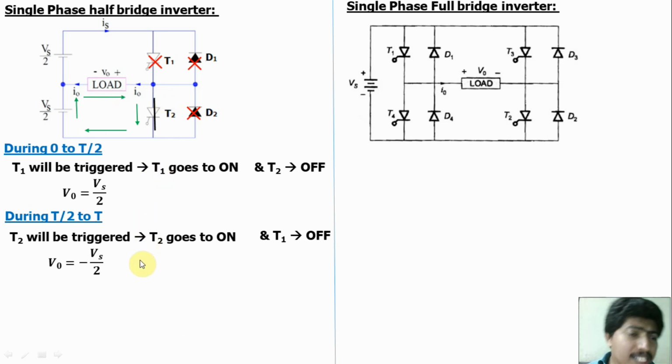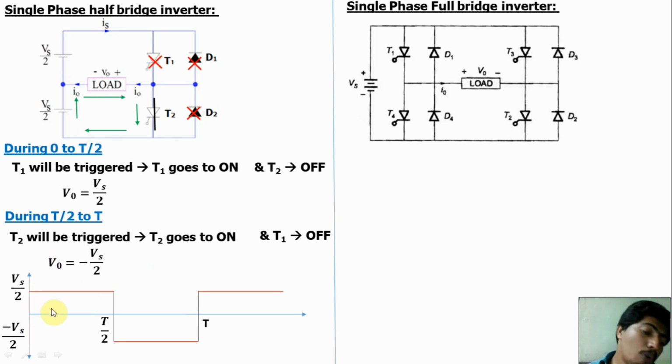Here the input is DC and the output is a square wave. We get this waveform on the output side. During 0 to T/2, the output is Vs by 2, and during T/2 to T, the output is minus Vs by 2. Remember that for an inverter, input is DC and output is a square wave. For the half bridge inverter, the output magnitude is Vs by 2. For the full bridge inverter, the output magnitude is Vs. Remember that.